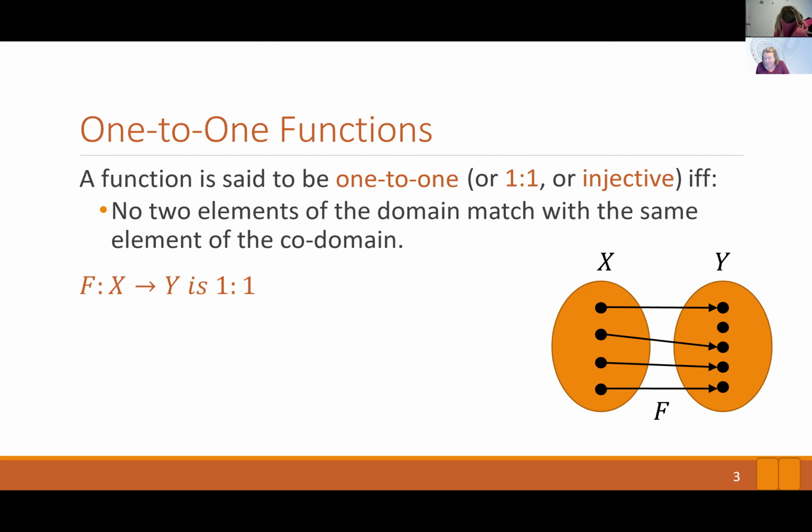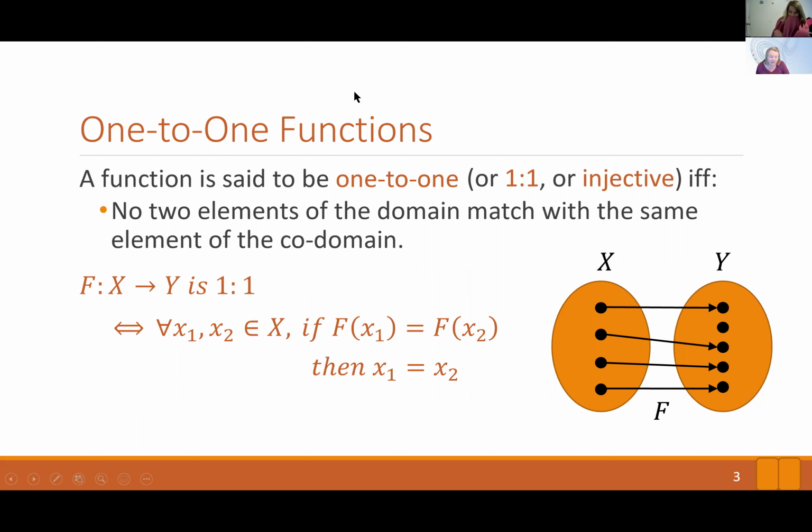Mathematically, we say f mapping X to Y is one-to-one if and only if for all x1 and x2 in our domain, if f(x1) equals f(x2), then x1 has to be equal to x2. So for a function to be one-to-one, if the outputs of the function are equal, then the inputs have to be equal. Okay, so that was one-to-one.